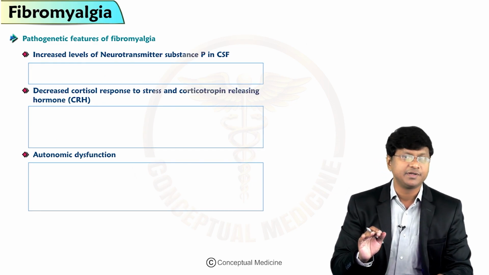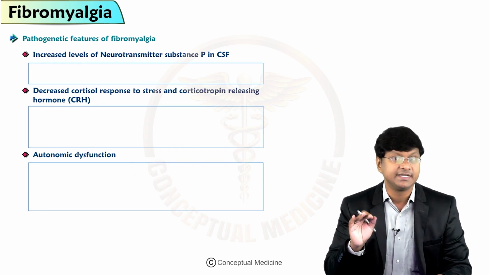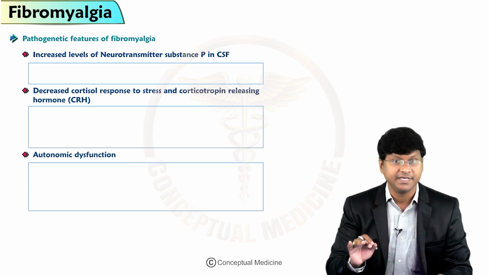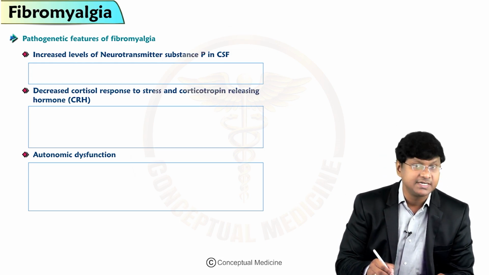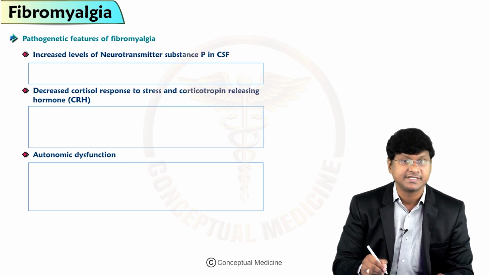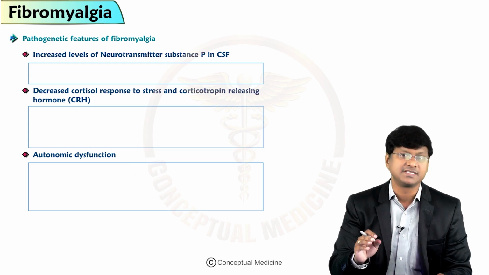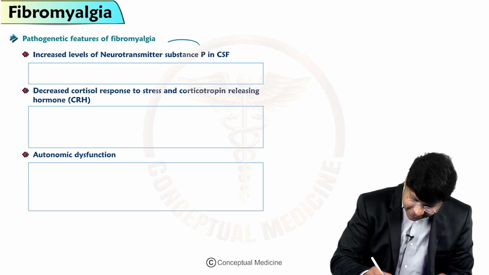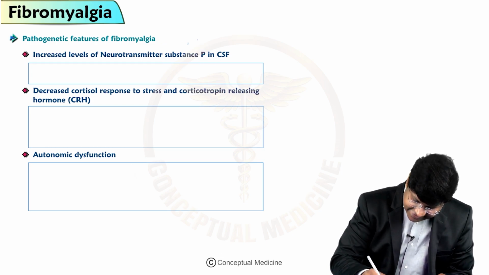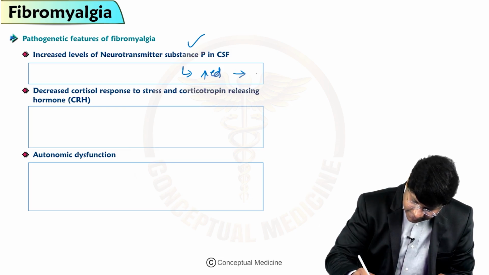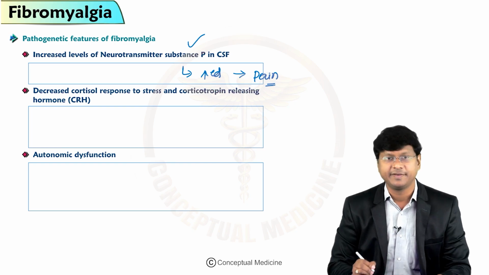Next, another important point is the increased levels of neurotransmitter substance P in the CSF. See, the increased level of substance P in the CSF of fibromyalgia patients may contribute to spreading muscle pain. Okay, so this substance P, whichever is increased, is responsible for the pain in fibromyalgia.